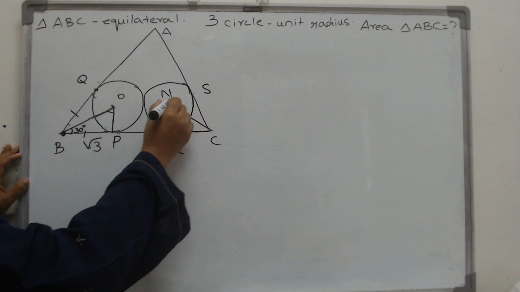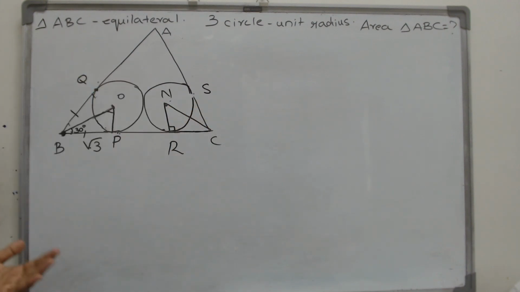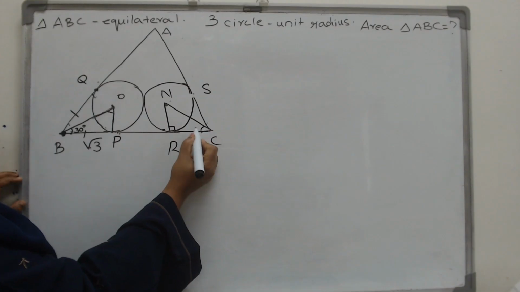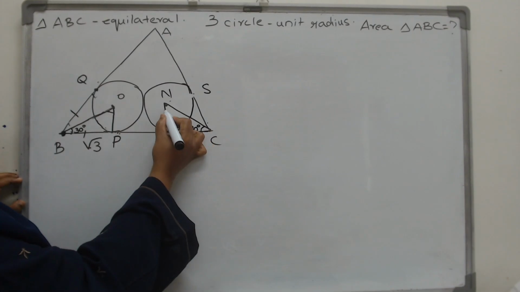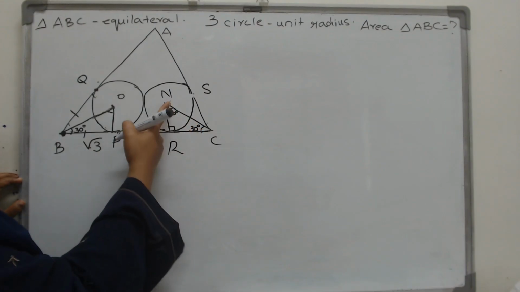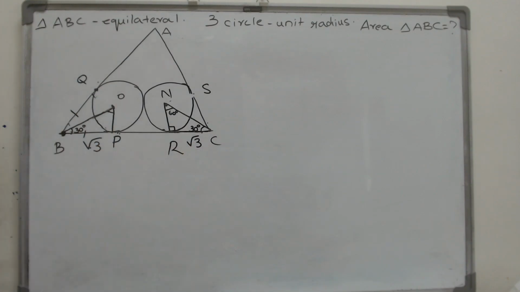All of the same steps you can continue here by CPCT, the corresponding parts of congruent triangles. This 60 degrees is going to be split into half, which means you are going to have a 30 degrees here, a 60 degrees here. Opposite to 30, 1 unit. Then opposite to 60, a root 3 unit. Here also you are going to get a root 3.